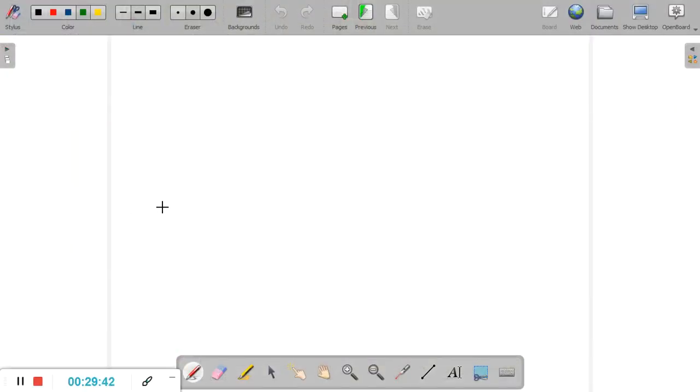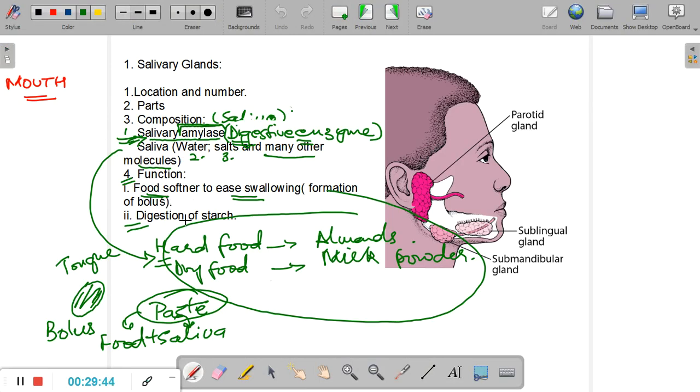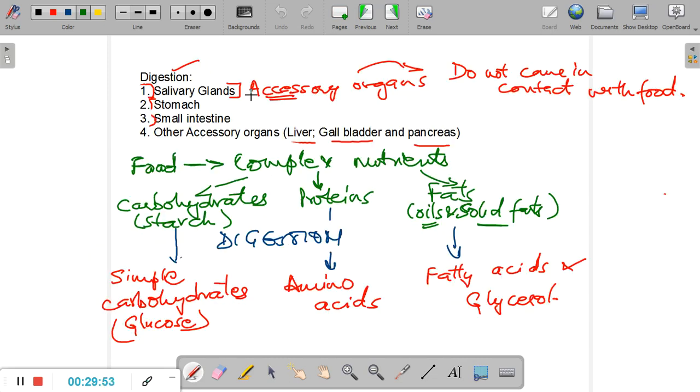And let us get back to our previous slide. So I hope this much is clear to you, whatever we've done so far. And tomorrow we will continue with digestion, and we'll see the functions performed by the stomach, the small intestine, and other accessory organs.